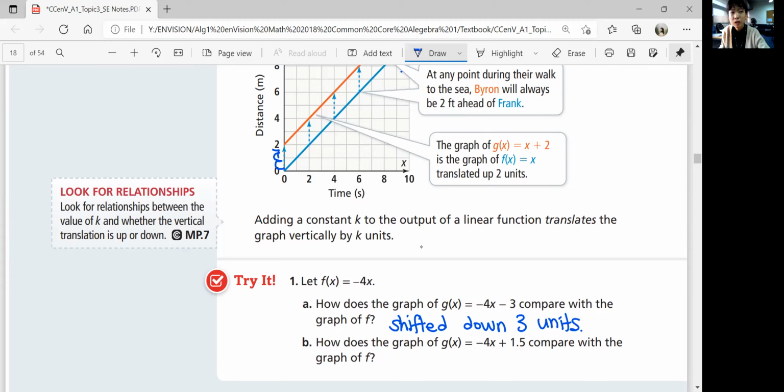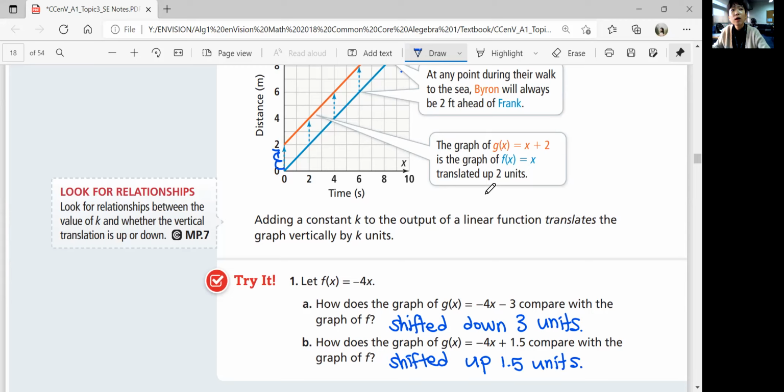Okay. Part B. What about negative 4x plus 1.5? How does it compare to the original f of x? It's shifted up or down? Up. How many units? 1.5 units.